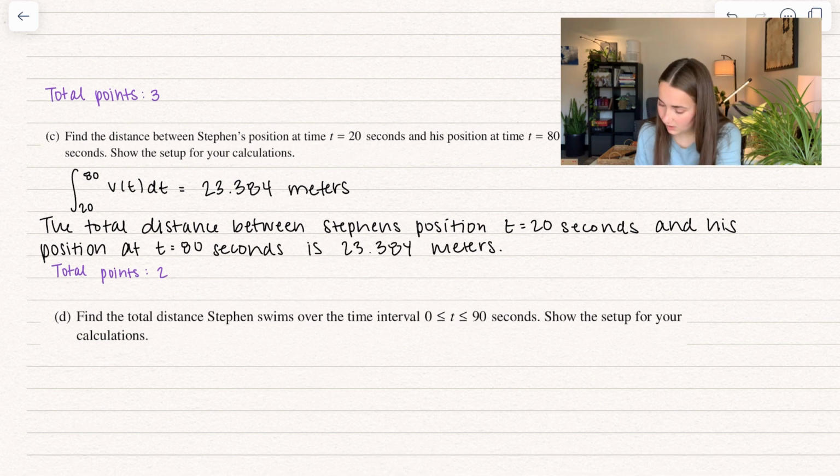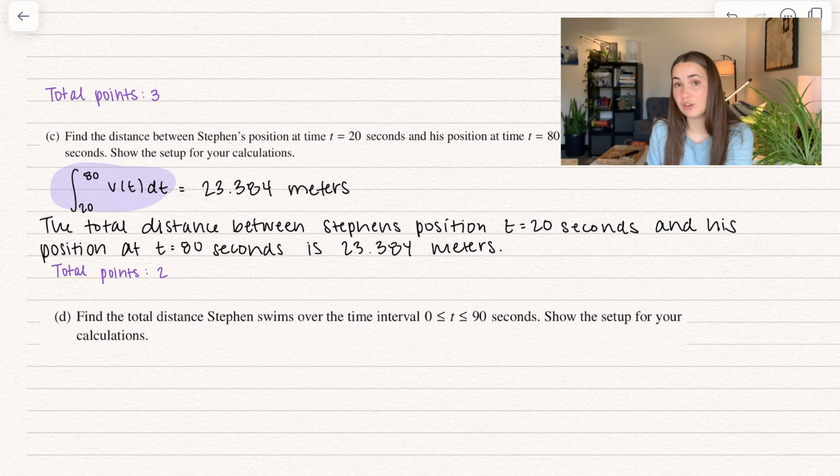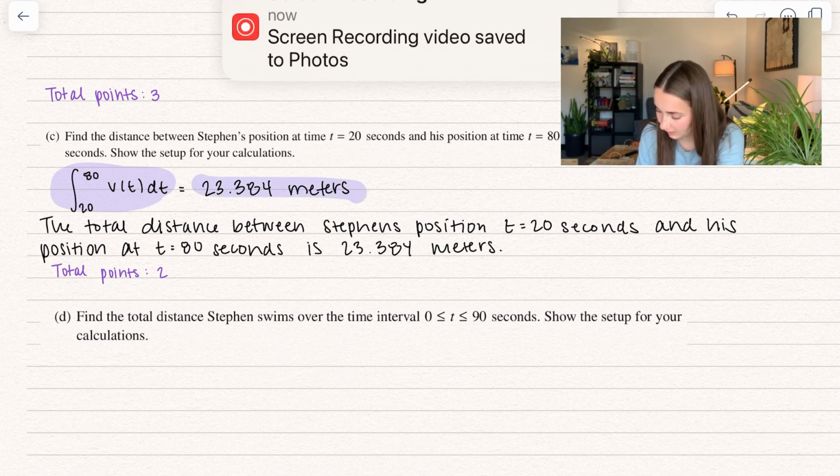There we go. So here, where the points are awarded, this is going to be 2 points, obviously. The first one is going to be just setting up the integral. You don't even need to put in the function. You can just write b a t. That's going to get you the point. So that's going to be the first point. And the second point is going to be the answer with a nice little sentence.